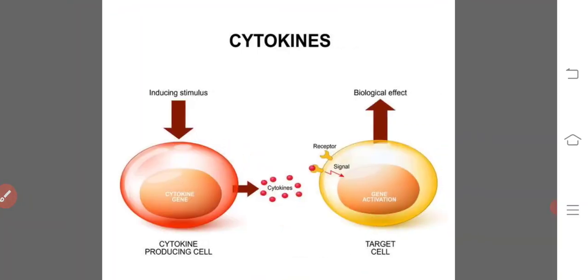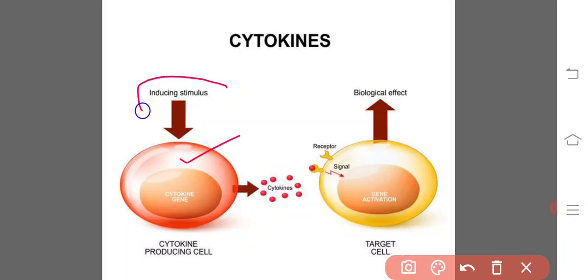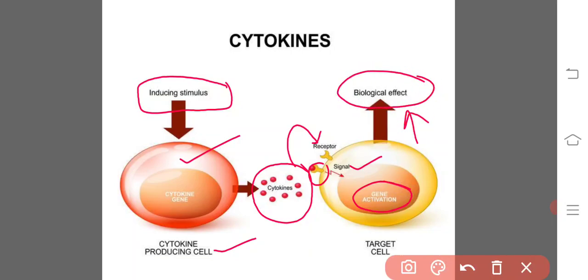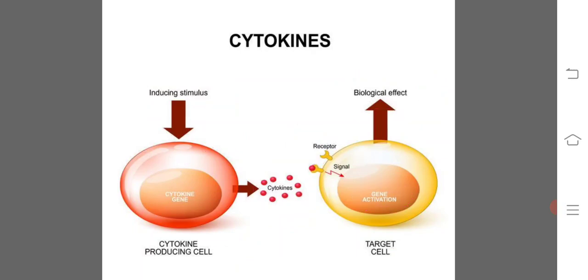See here, this is the cytokine producing cell. Upon a stimulus, which in general is an antigen, the stimulus acts upon the cytokine producing cell, and thereby these cells produce cytokines. These cytokines bind to the receptor of the target cell, and upon binding they mediate signal transduction and finally alter the gene expression of the target cell, which elicits a particular biological effect. So this is the general mechanism of action of cytokines.